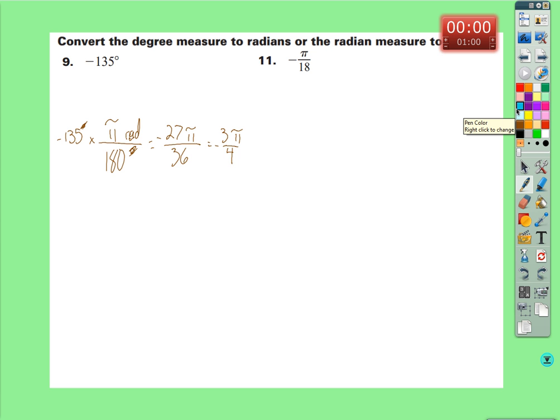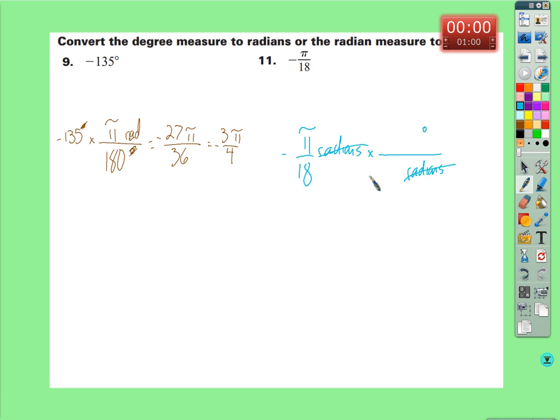Converting negative pi over 18. Exactly the same thing, except for exactly the opposite. We're going to cancel out the radian. Remember to cancel out pi? No, that's not the point. The point is to cancel out the unit radians, which hardly ever gets written down. You don't usually write radians; you specify it in the context of the problem. We can certainly write down radians so it's clear that we're canceling out the radians as a unit.